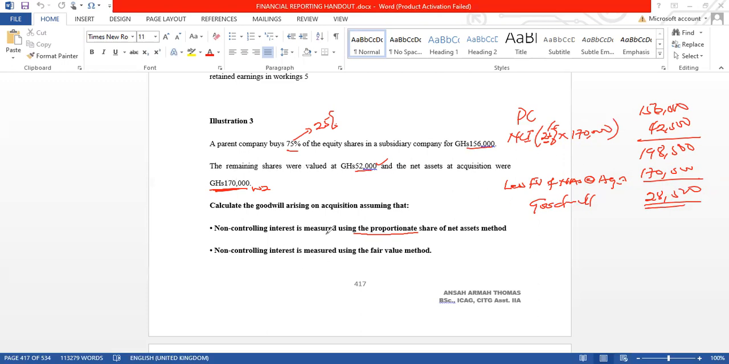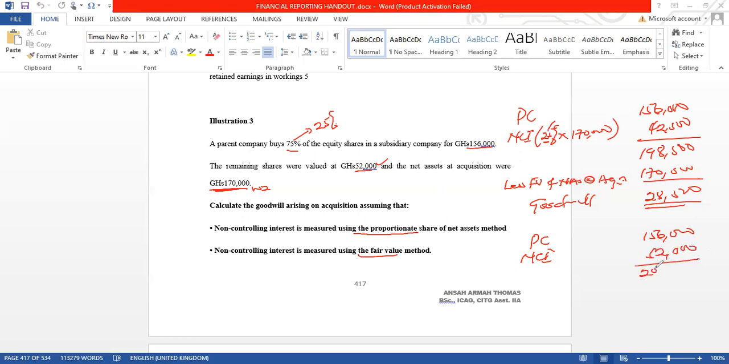Then they tell us that we should go and use the fair value method, which is simple. You have your purchase consideration, which is 156,000. Your NCI is therefore given as the fair value, which you have here, 52,000.